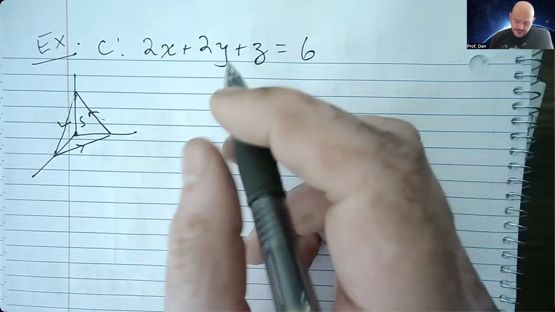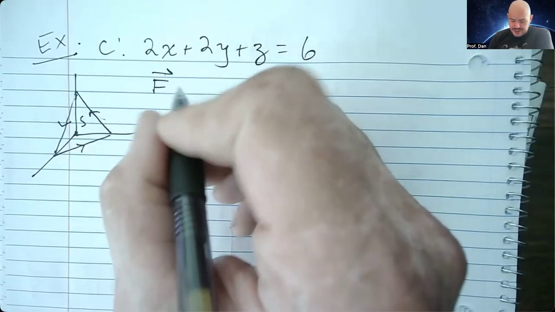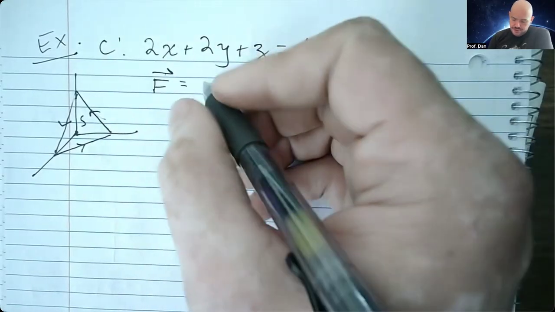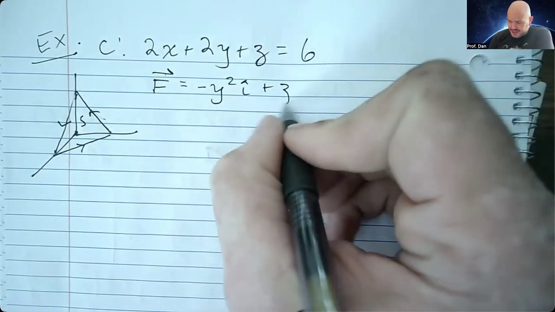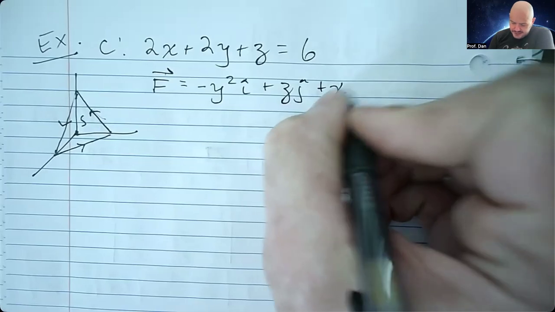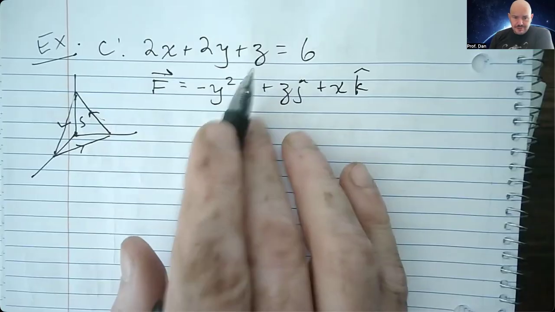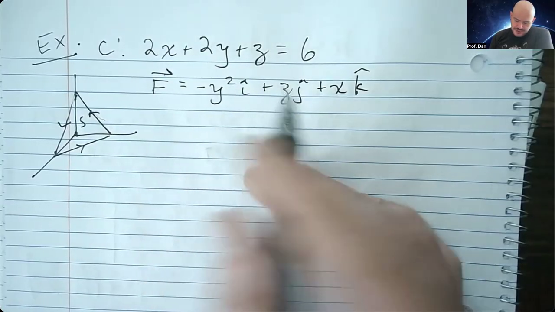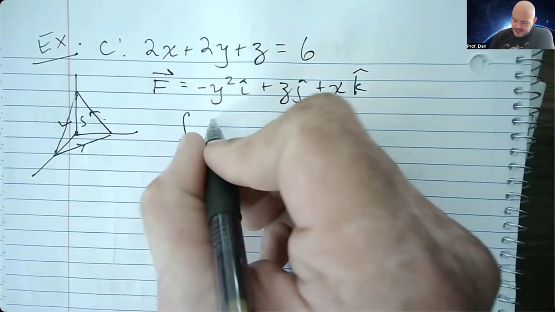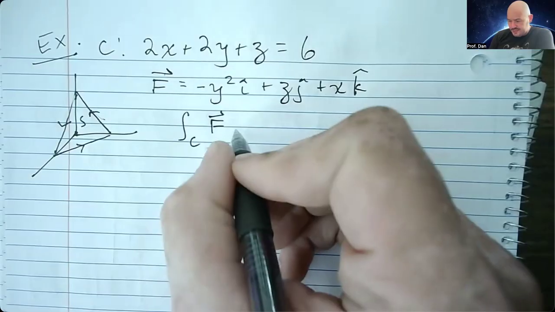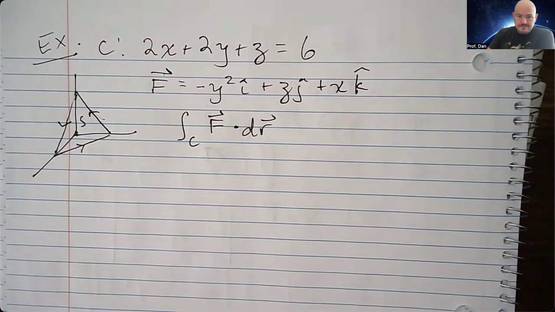All right, we're also told that our vector field F is equal to negative y squared i plus z j plus x k. So we've got our path, we've got our vector field. The goal for this problem is that we want to evaluate this line integral about the path C of F dot dr.